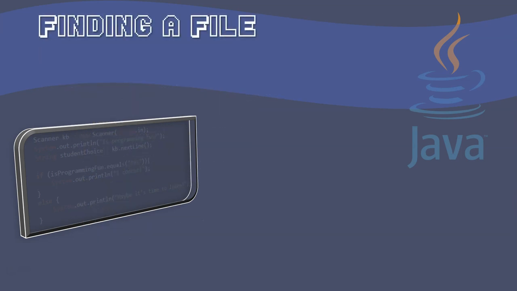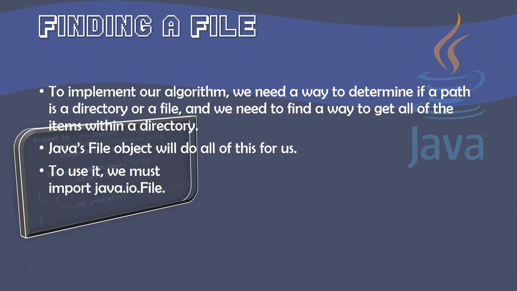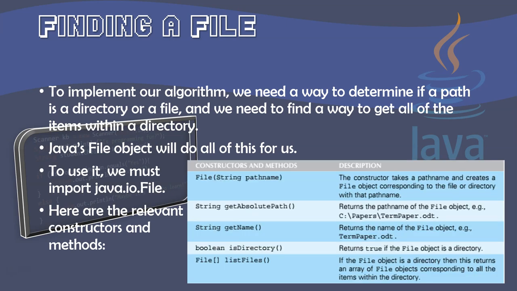So, jumping back to finding the file, if we want to implement this algorithm, we need to find a way to determine if a path is a directory or file, and we need to find a way to get all the items within a directory. Java's File object will actually do all this for us. To use it, of course, we have to import it using java.io.File. And just real quick, here are the relevant constructors and methods that we might want to use.